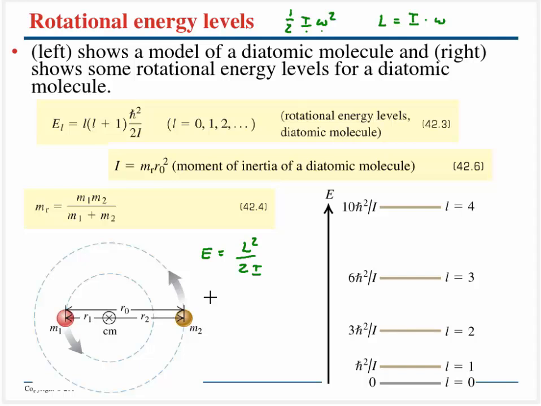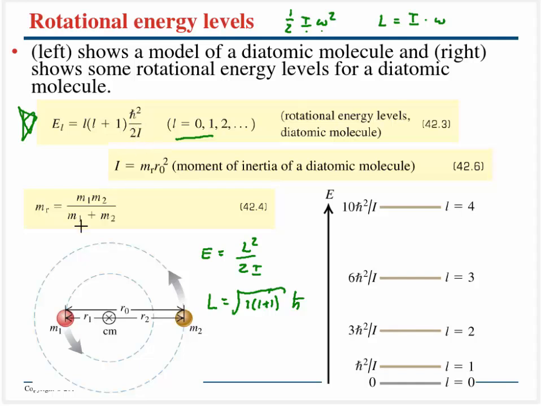But if we remember that L is going to be related to the quantum number little l, where it was going to be equal to L times L plus 1 multiplied by h bar, then you can convince yourself quite easily that the rotational energy levels are going to be given by this expression right over here, and dictated by the quantum number L, where L is equal to 0, 1, 2, and so on and so forth.